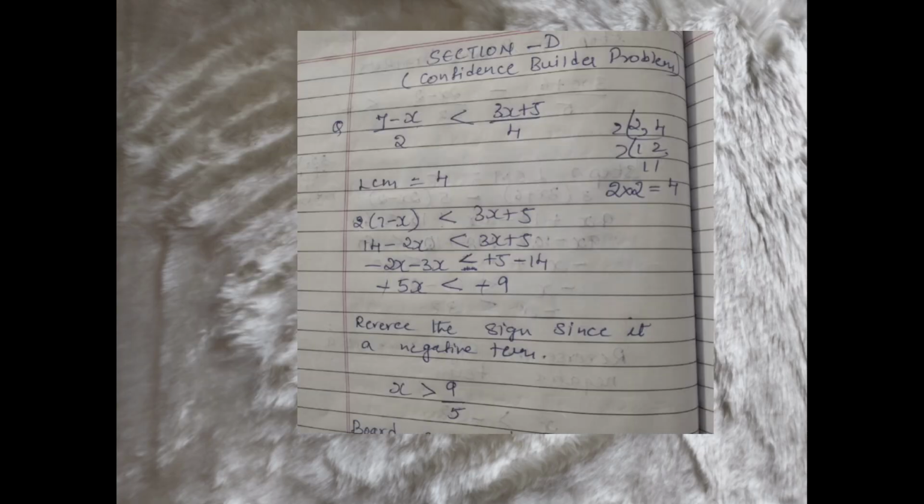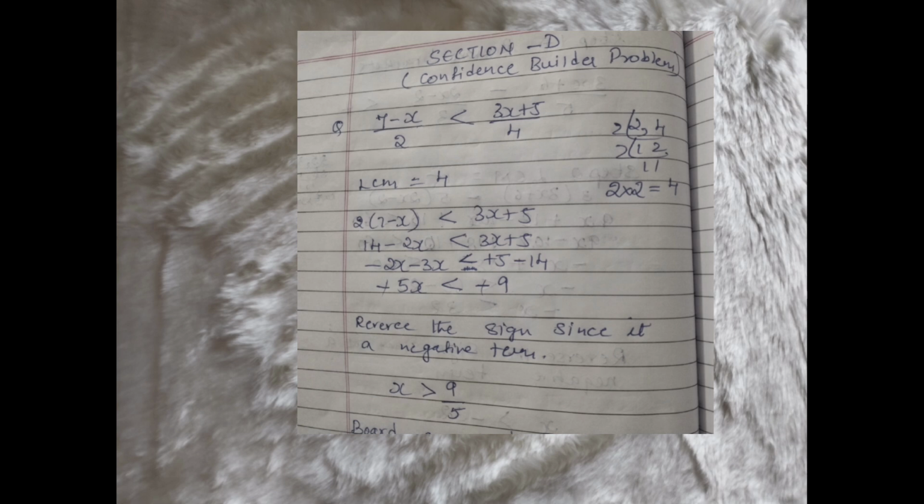Now moving forward to section D, this is a confidence building problem. So the question is 7 minus x divided by 2 lesser than 3x plus 5 divided by 4. Since it is a fraction, we have to take the LCM. So LCM of 2 and 4 is 4. Now we have to multiply 2 with 7 minus x, and 3x plus 5 will be multiplied by 1, since the denominator is 4 over there. So here it is 2, so we are going to multiply it by 2 to make it equal.